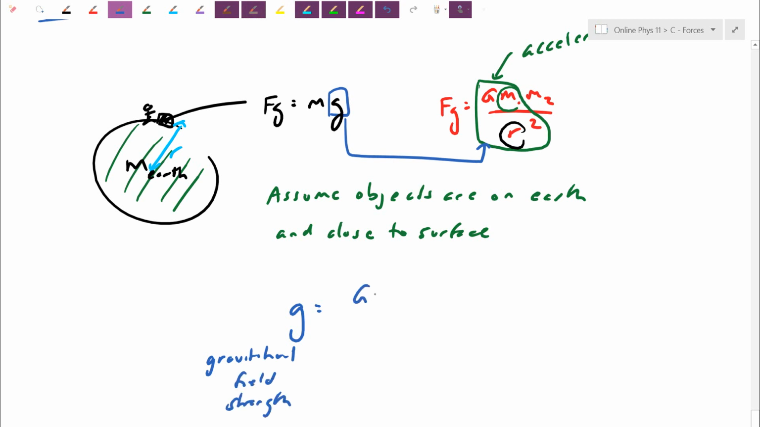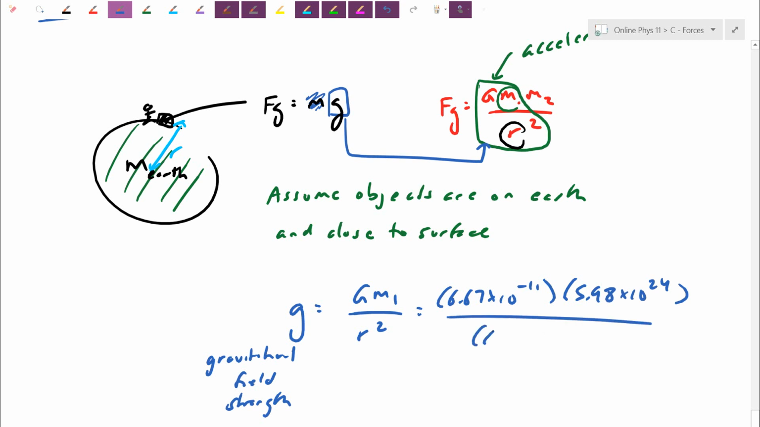Gravitational field strength is given by GM over r squared. It's sort of like I pretend the mass I'm looking at is not there. There's a test mass, so it's gone. Let's just calculate through with the constants: 6.67 times 10 to the negative 11. The mass of the Earth was that 5.98 number I gave you from earlier on your formula sheet, divided by the radius of the Earth here, 6.37 times 10 to the 6.